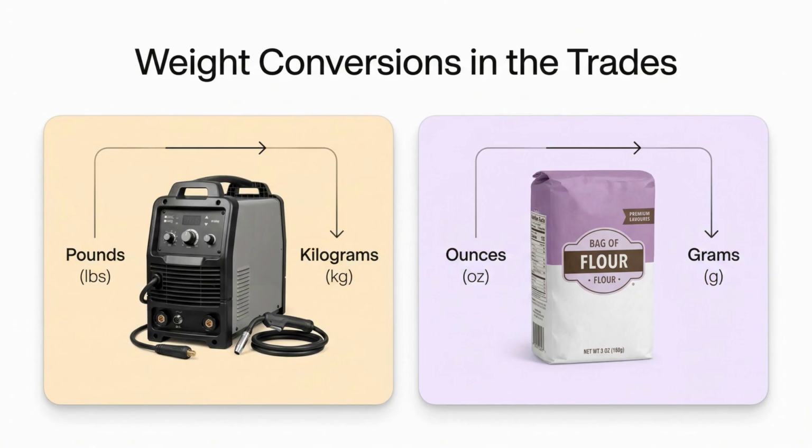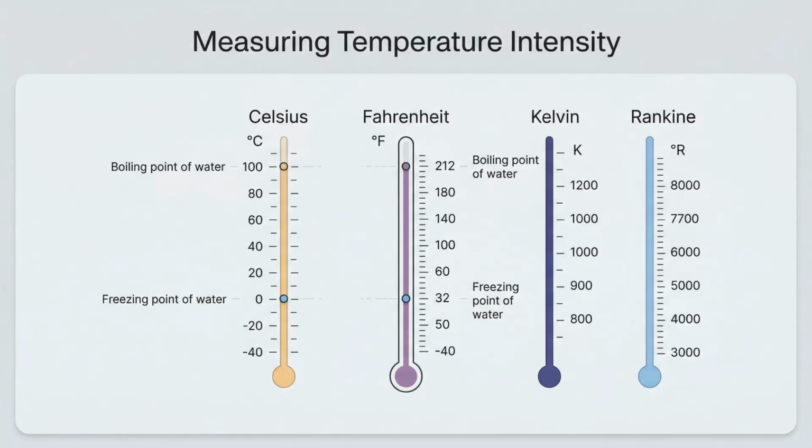Now, let us switch gears to temperature. Unlike heat energy, which measures quantity, temperature gauges the intensity of heat. In Canada, we primarily use Celsius, while the US uses Fahrenheit.